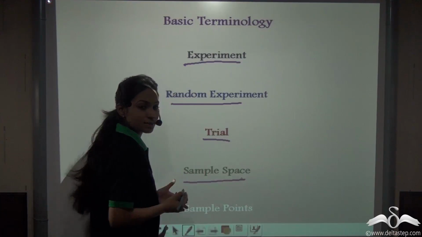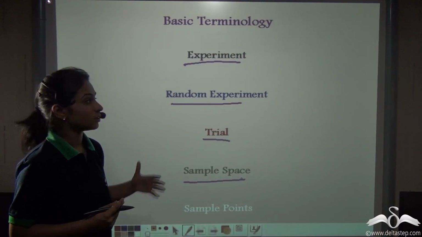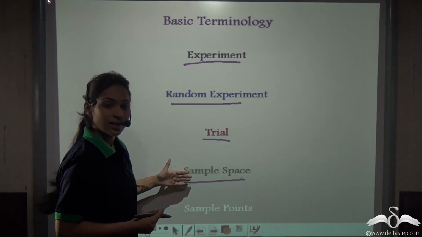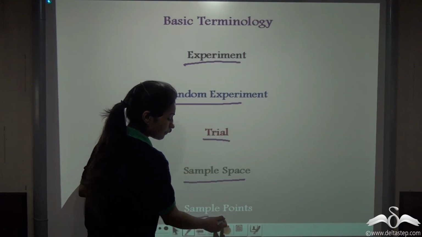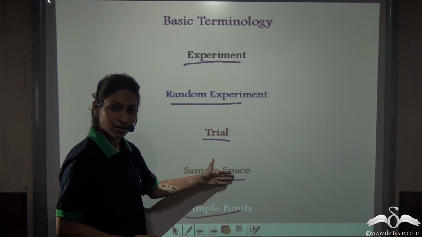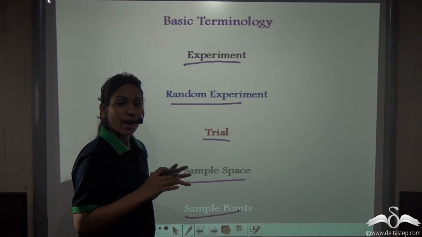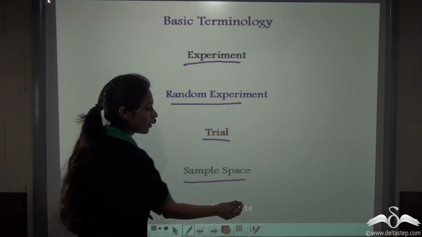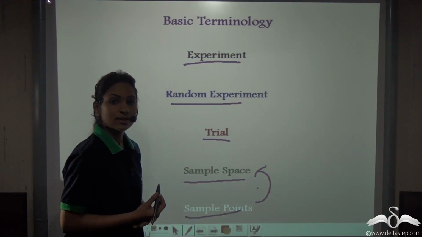Now what is sample space? Well, all possible outcomes of an experiment are known as sample space. Now what are sample points? Each outcome in the sample space is called a sample point. And all the sample points taken together are referred to as sample space.